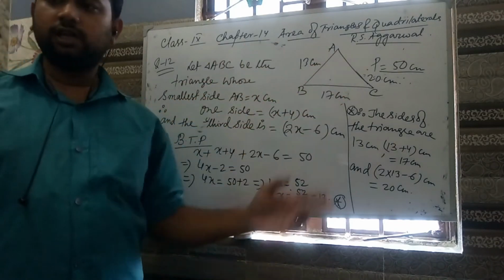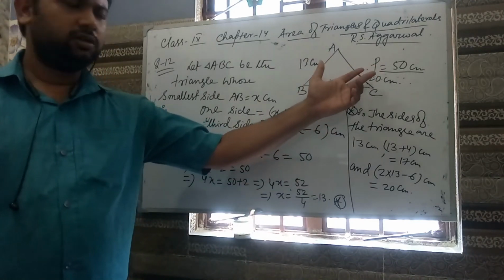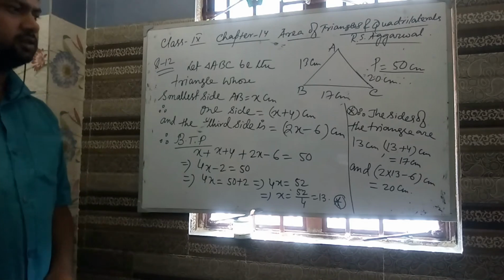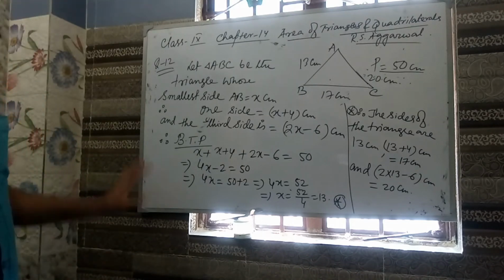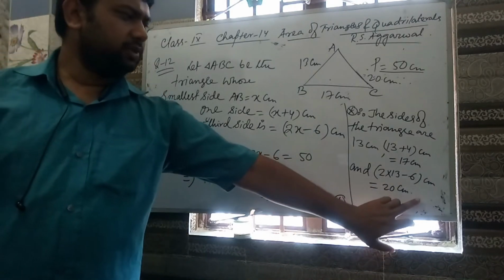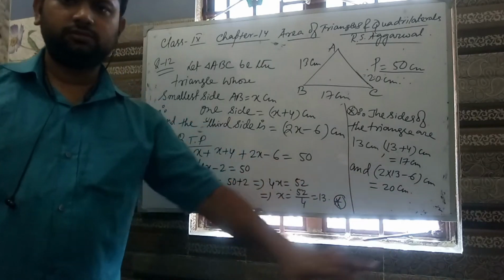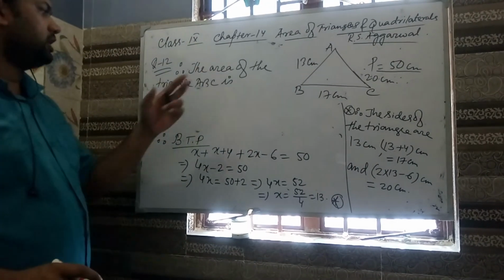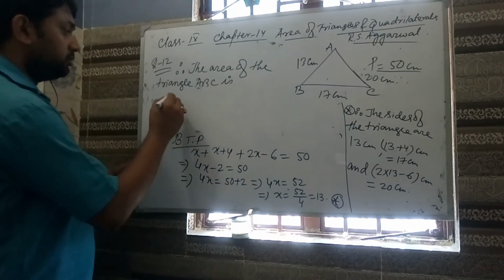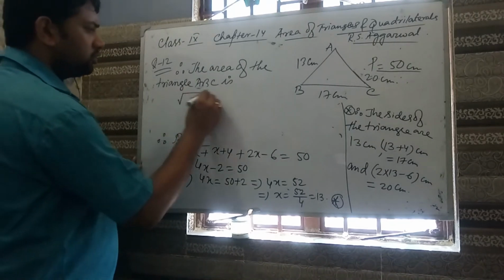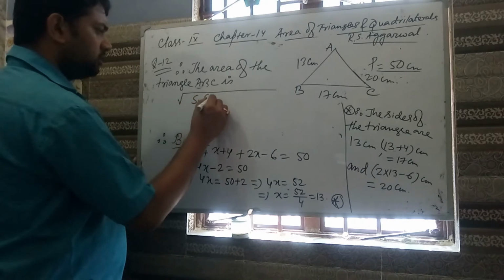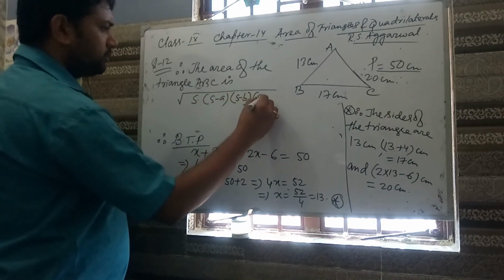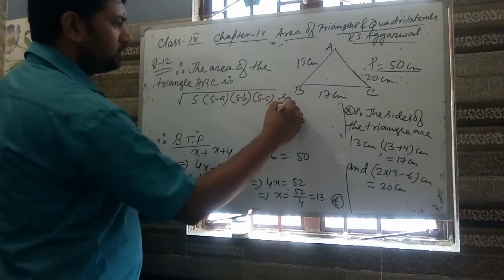Three sides of the triangle are given, the perimeter is also given. Use Heron's formula to find out the area of the triangle. Okay? So first of all, everyone copy the sum up to this step. Therefore, the area of the triangle ABC, we have to use Heron's formula, root over S into S minus A into S minus B into S minus C square unit.